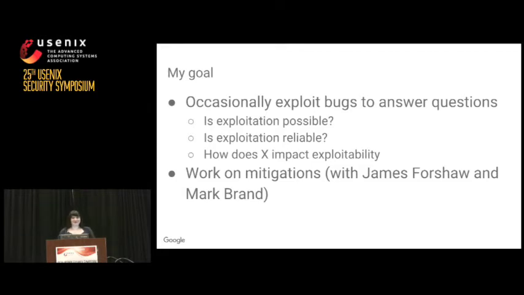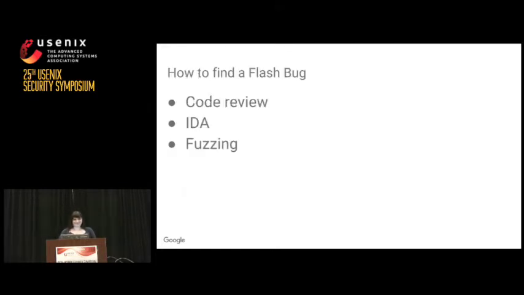And also my team, mostly my colleagues James Forshaw and Mark Brand, works on mitigations. We worked with Adobe to try and put in mitigations that make the most common types of exploits less likely to happen. So I'm going to start off by talking about how to find a Flash bug and the different ways that people find them. There's three main options here. There's code review, IDA, and fuzzing.